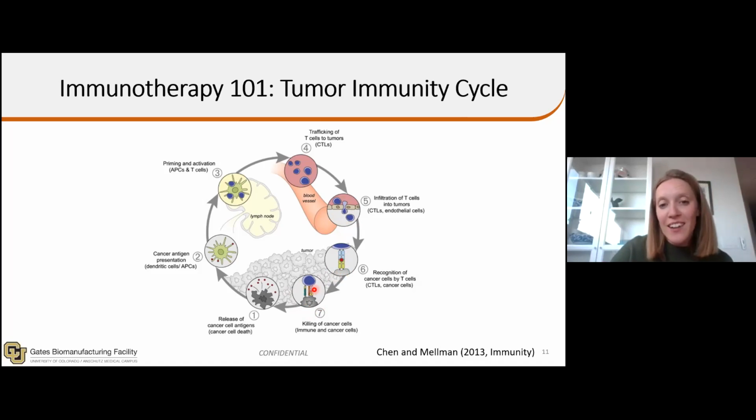And the reality is that we all have mutant proteins that arise during cell cycle, and in a healthy, normal state, our immune systems are able to control those cells that have acquired mutations, and our immune systems are able to prevent the growth of tumors.